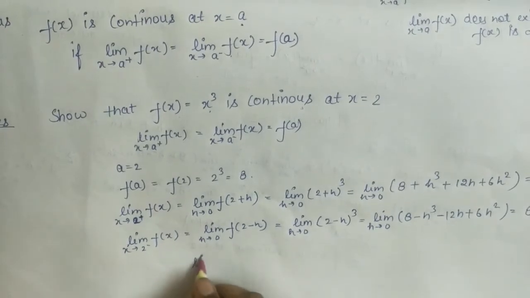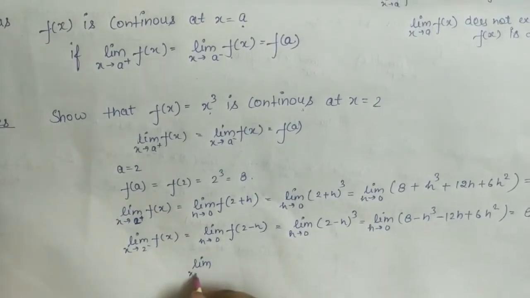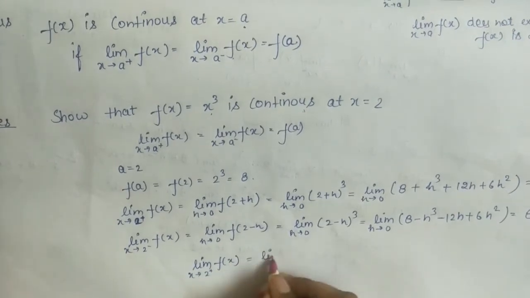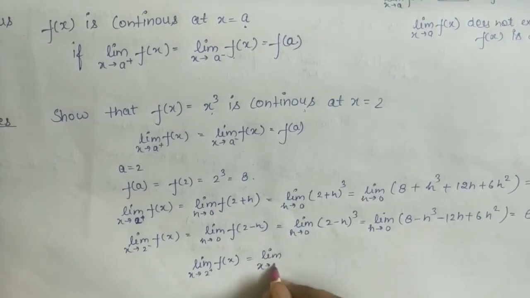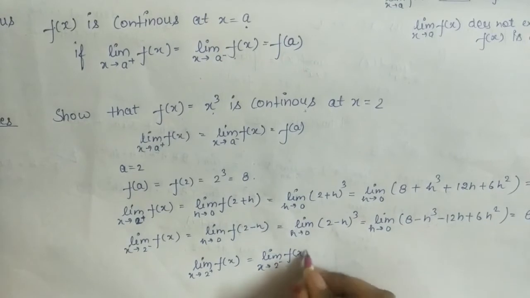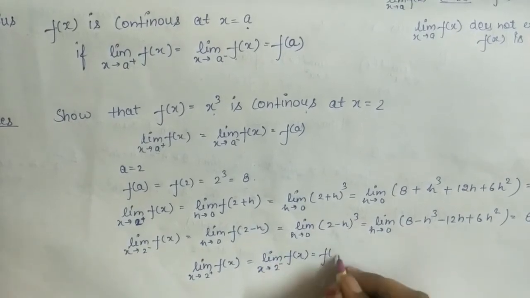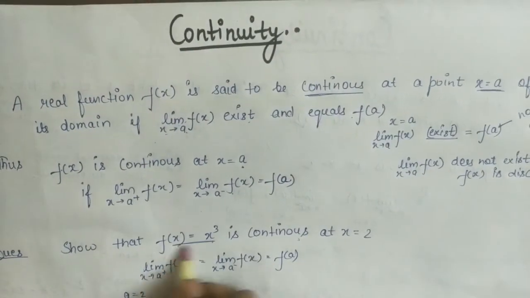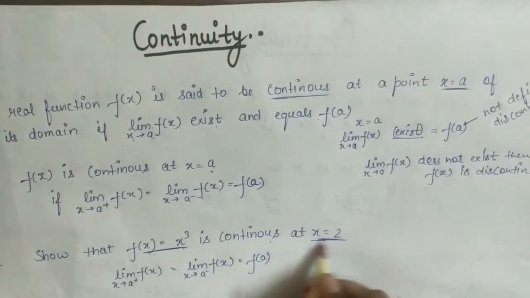So limit x tends to 2 f(x) equals right hand limit and left hand limit, which is equal to f(2). So our function f(x) = x cube is continuous at x = 2.